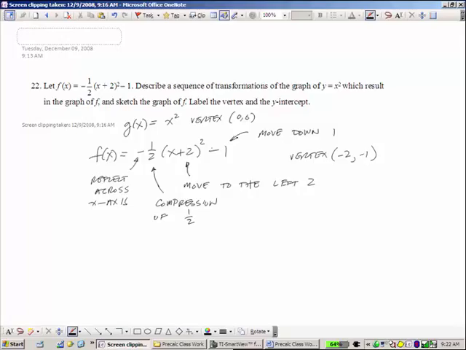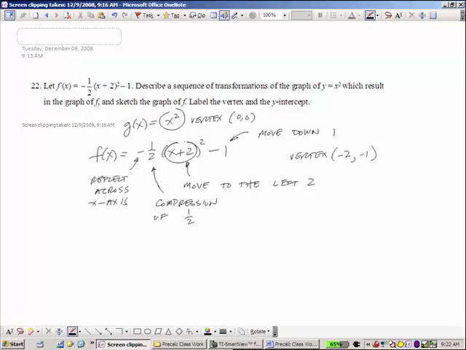So the exponent is just saying that it's going to be like the function x squared. So that's the parent function. That's saying whatever you put in here, it's going to look like something squared. So all of this is just a transformation of the parent function x squared. Evan?